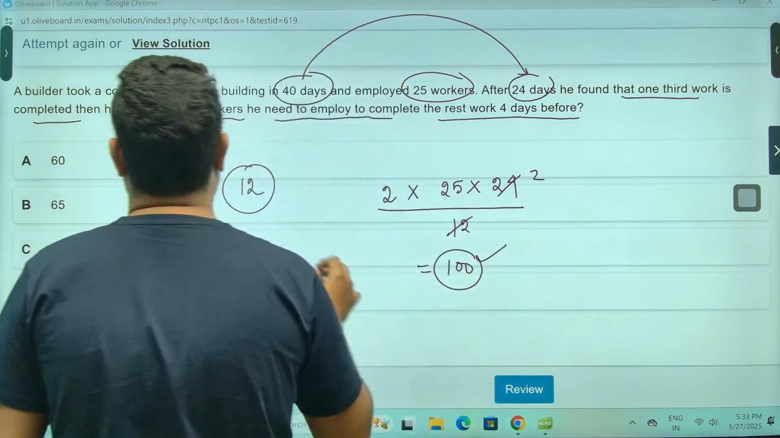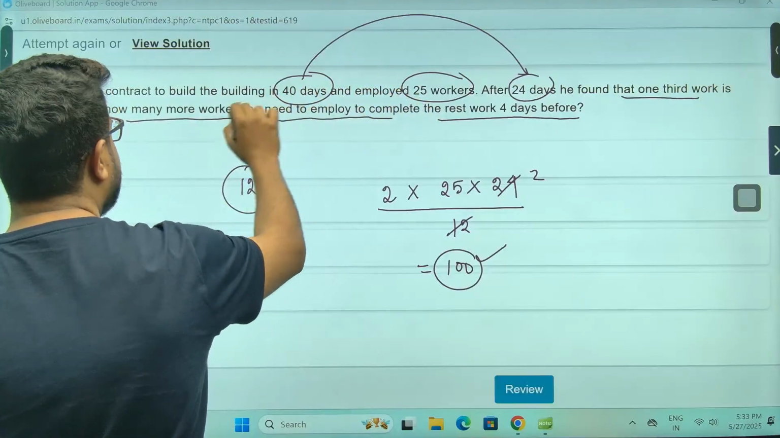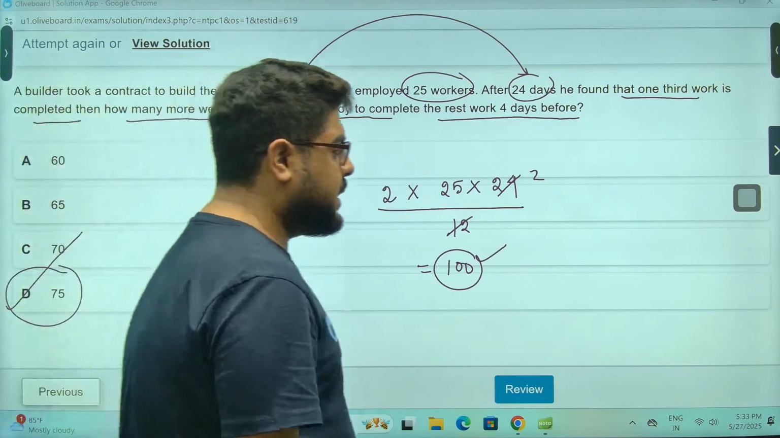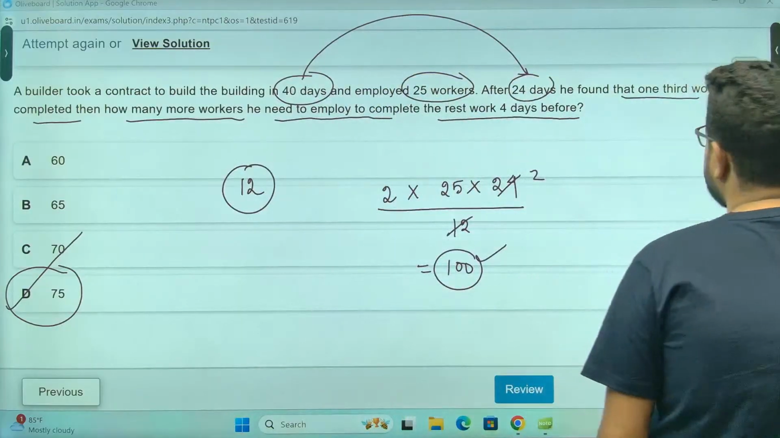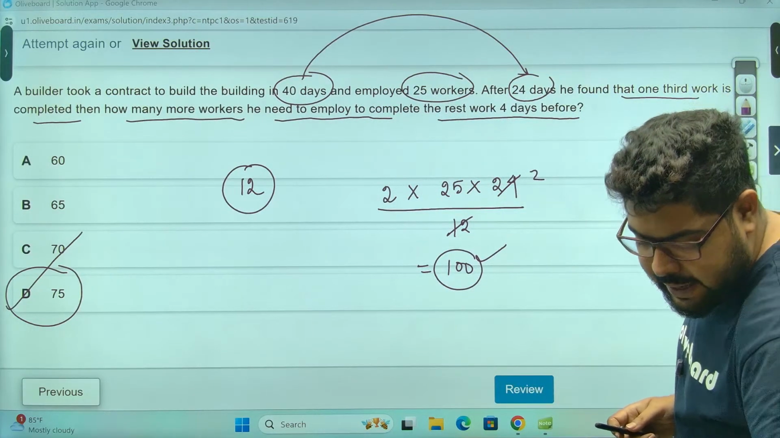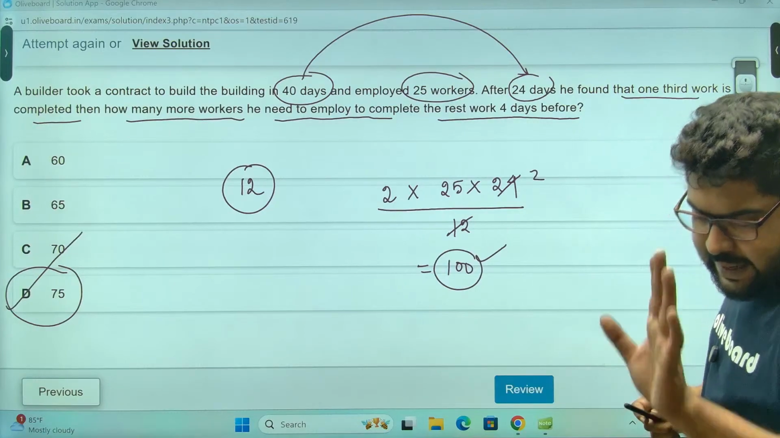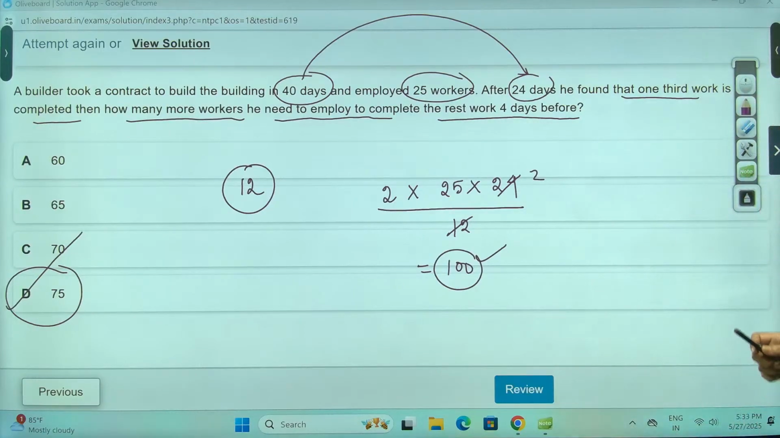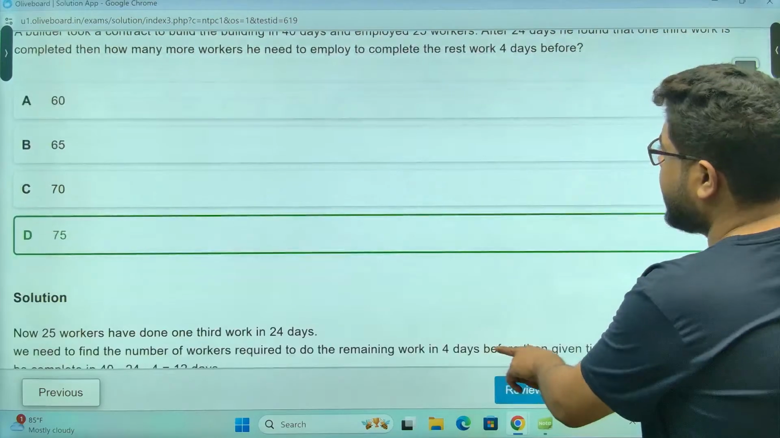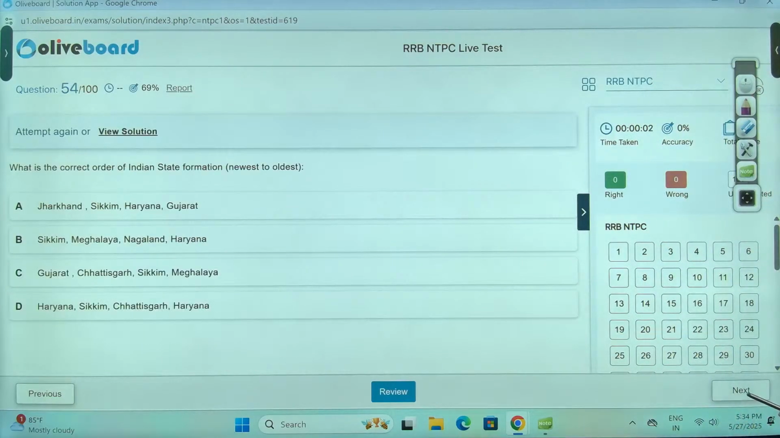So they are asking how many more men. There were already 25 workers, so he needs to employ 75 more. Then only this particular thing will be done, sir. Again, does this make complete sense? Very simple question.